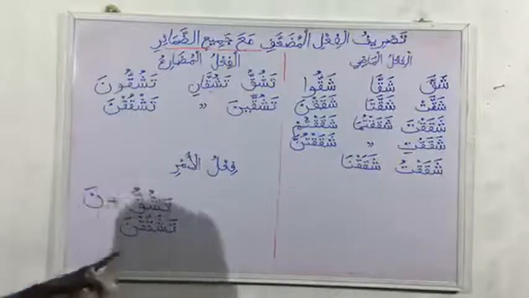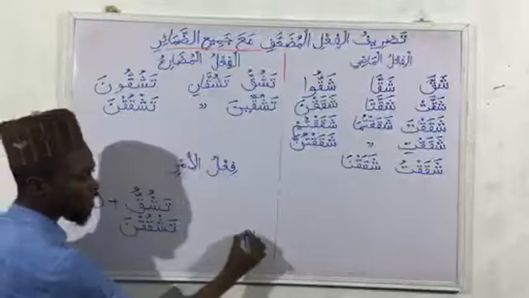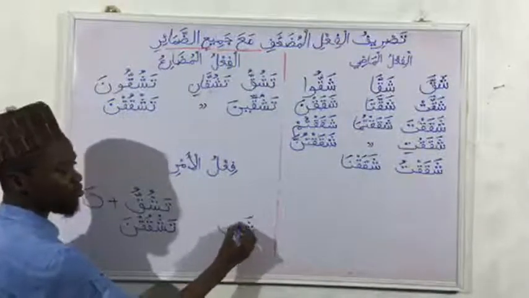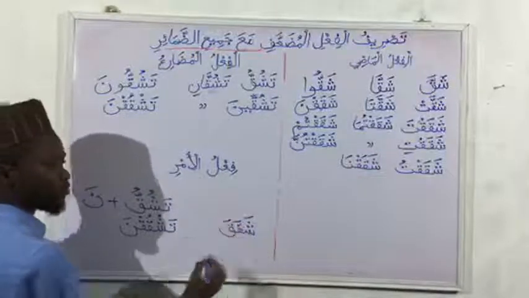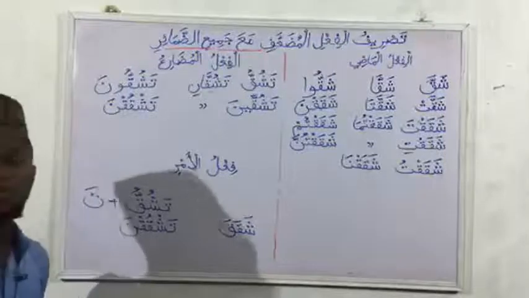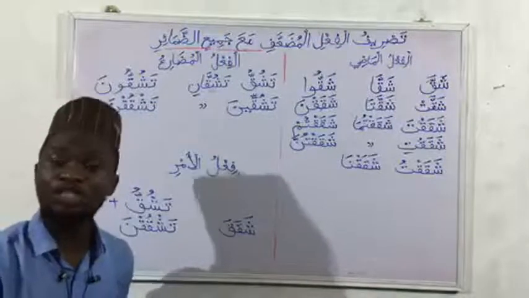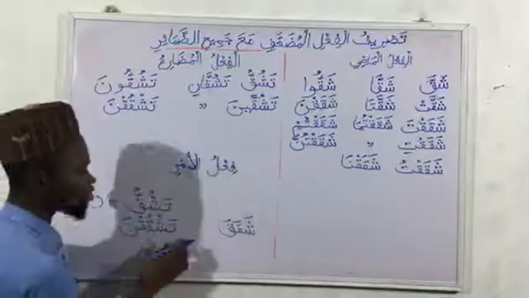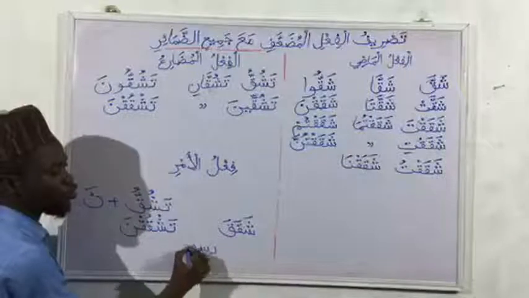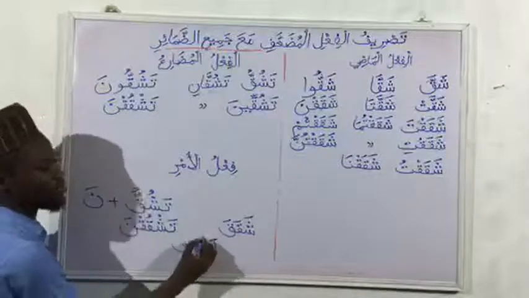So how do we come about Tashkukna? We know that for Shakka, when we are separating, it's supposed to be Shakaka. So when we put it in Mudori, it's supposed to be what? Because it is Fa'ala Yaf'alu: Yashkuku. So when you say Tashkuku, this is supposed to be Dhamma. This is how it's supposed to be because we've opened this.